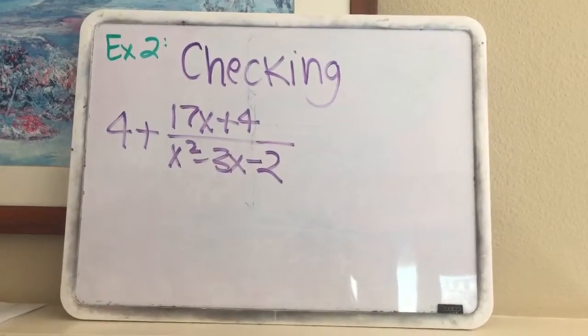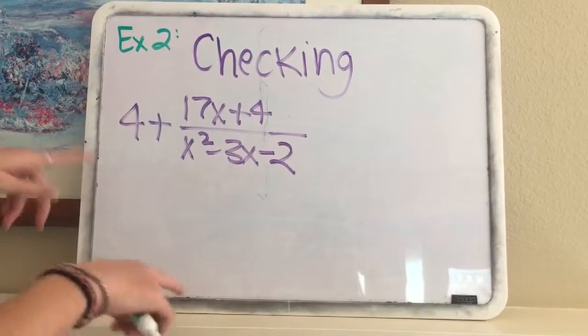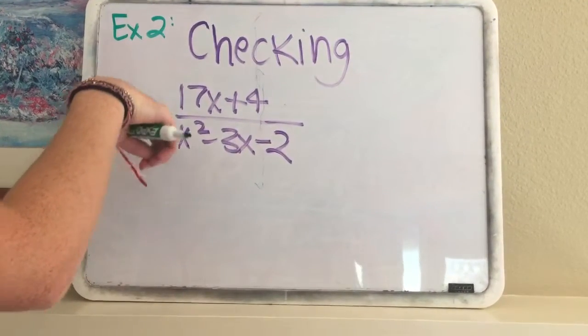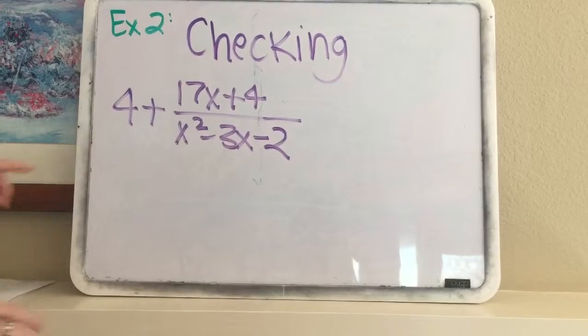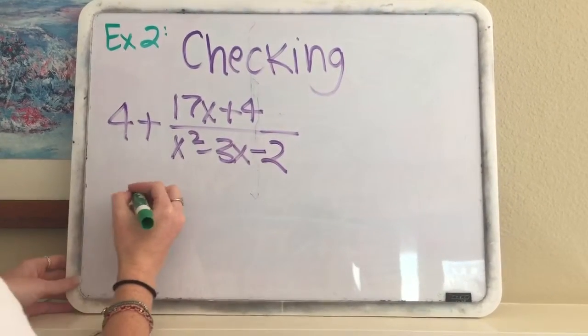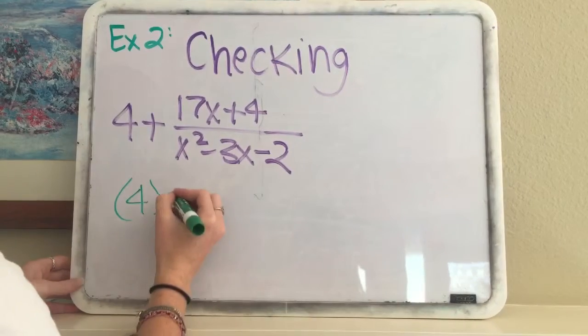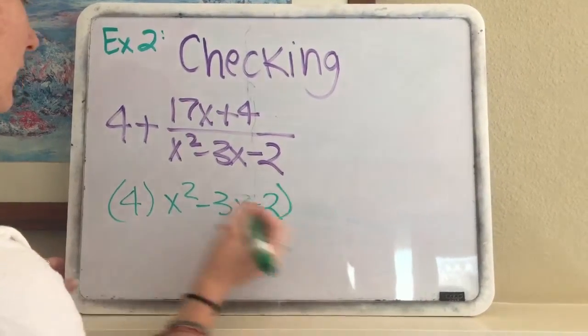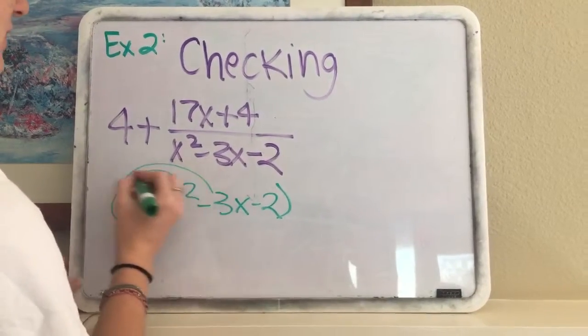So here's a good method to check your answer. So here we have our main answer here. So we have 4 plus our remainder and then divisor. So you would multiply the quotient by the divisor here. So it'd just be 4 multiplied to the x squared minus 3x minus 2. And then you'd FOIL out.